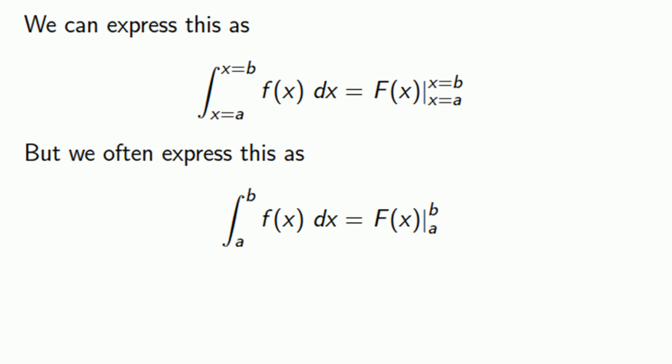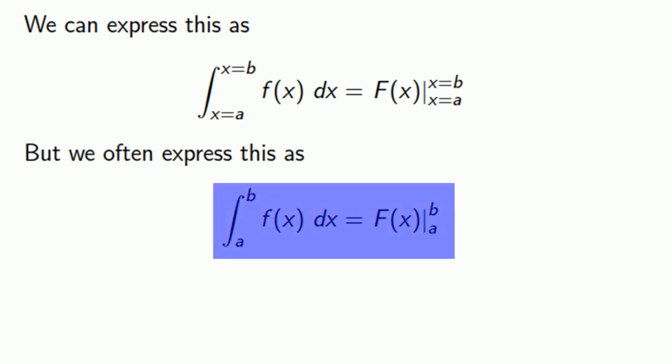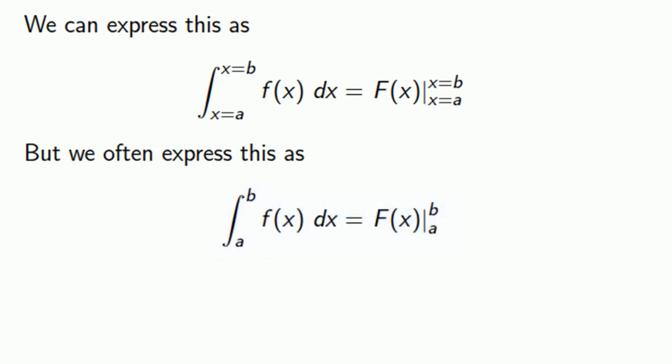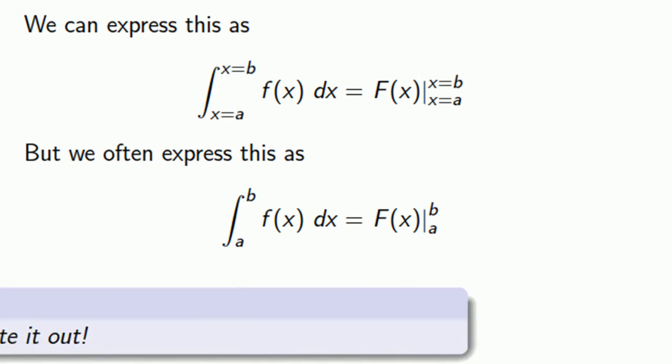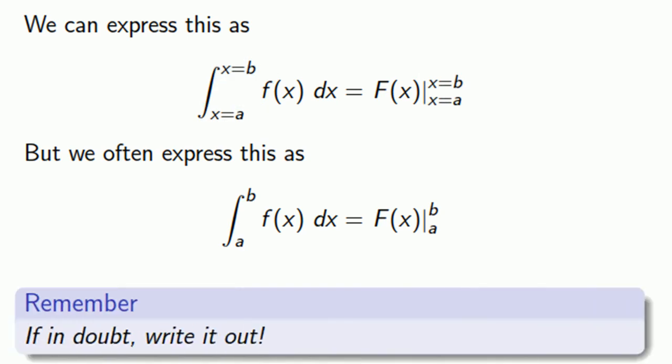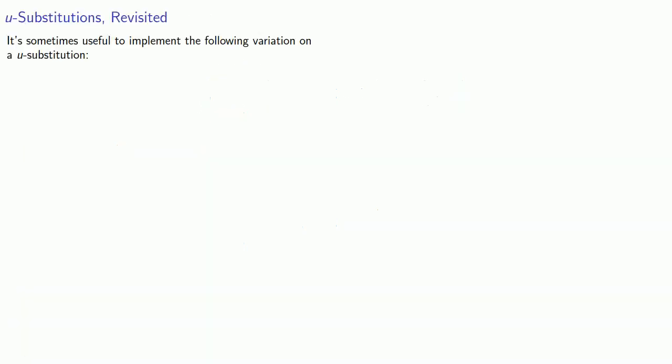However, here's an important idea. When we see this form, there is an implied x equals a, x equals b, and if in doubt, write it out. Paper is cheap. It's sometimes useful to implement the following variation on a u substitution. So as before, we'll let u be some function of x. We'll find du equals g prime of x dx, and rather than solving for dx, we'll manipulate the integrand so it includes this g prime of x dx.